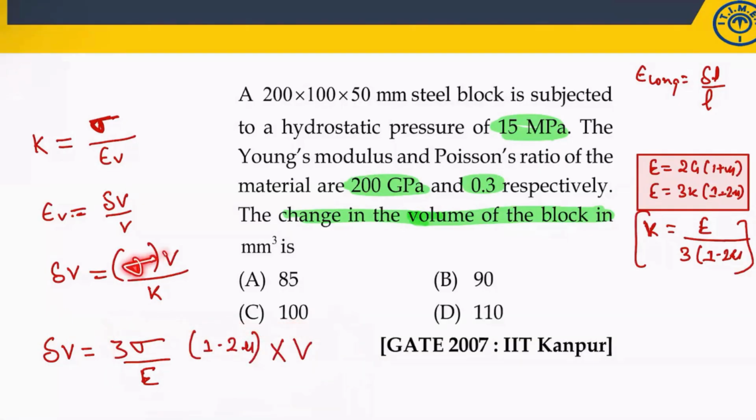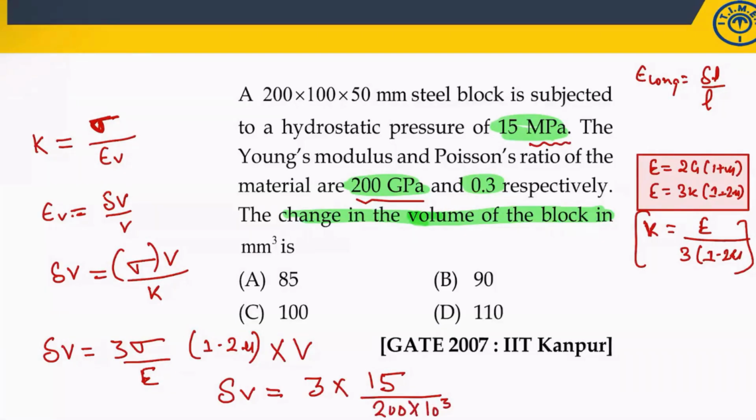What I have done, see, stress is given, volume you can easily calculate, just multiply this. How will you calculate the K value? K value is nothing but E divided by 3 into (1 minus 2 mu). Everything is given. Once you put it in, you will get the result. Okay, so the change in volume is nothing but 3 into, what is this stress? 15. What is the Young's modulus? Again, see, here it is given in gigapascal, the stress value is in megapascal. So I will convert into megapascal only.